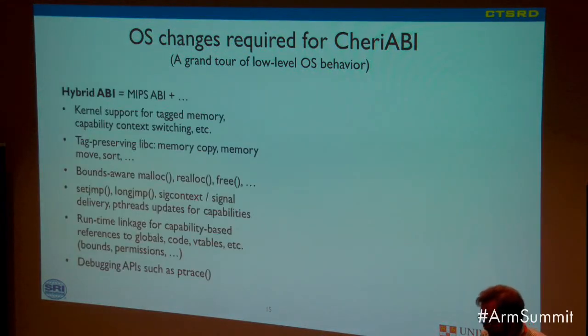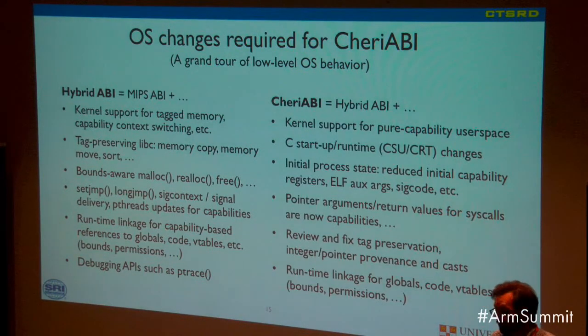So at a high level, what did we have to do? Well, to get to the point where we could run hybrid code, which is selected capabilities, we made a bunch of changes to operating system kernels. We taught it how to maintain tags in virtual memory. We taught memory allocators to set bounds and so on. From that baseline, we had to do a lot more work.